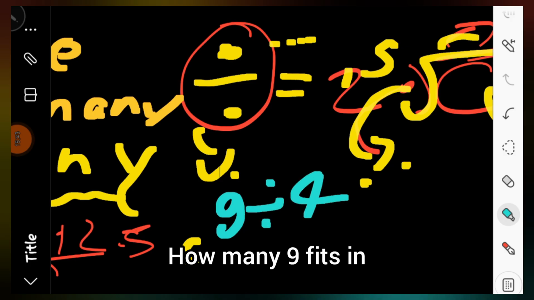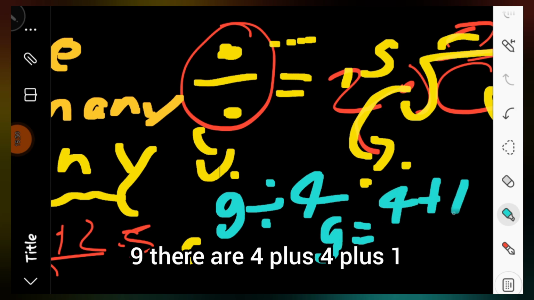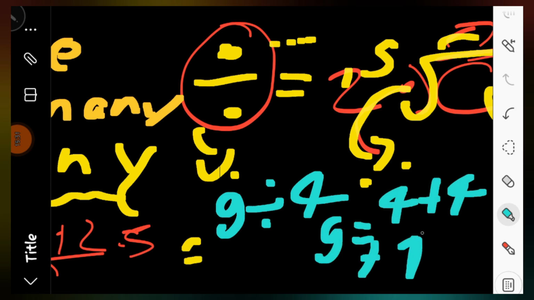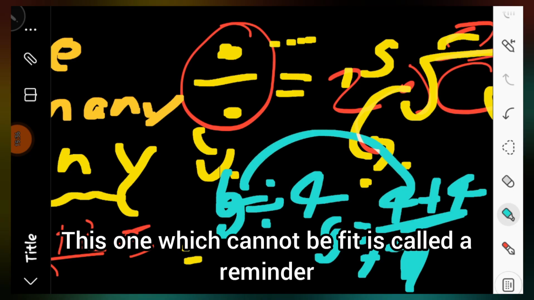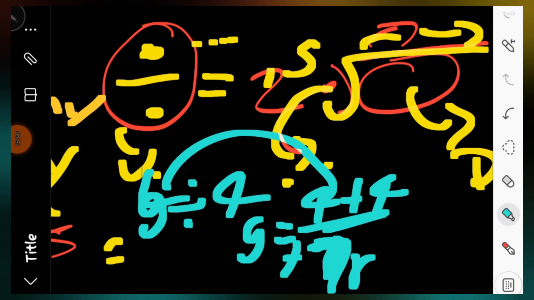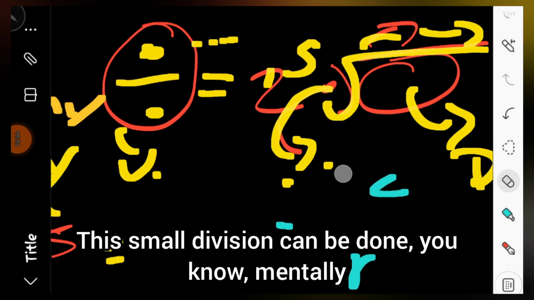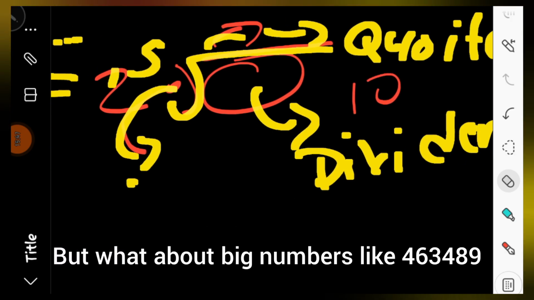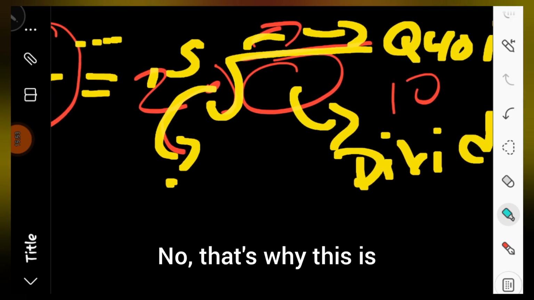How many 4s fit in 9? In 9 there are 4 plus 4 plus 1. So two 4s fit in 9 with 1 left over. This one which cannot fit is called a remainder. Now this small division can be done mentally, but what about big numbers like 463489 divided by 20, 30? That's why this method is used.